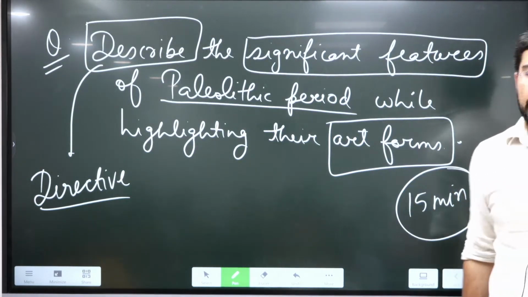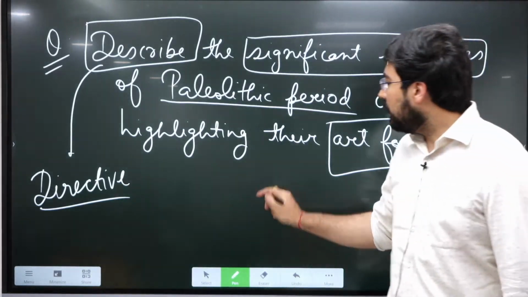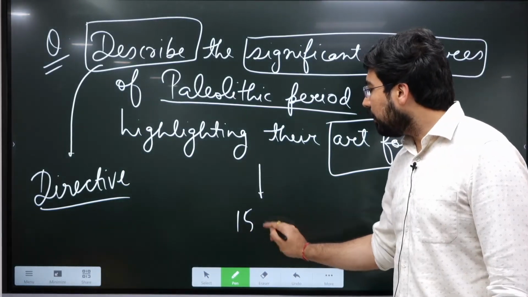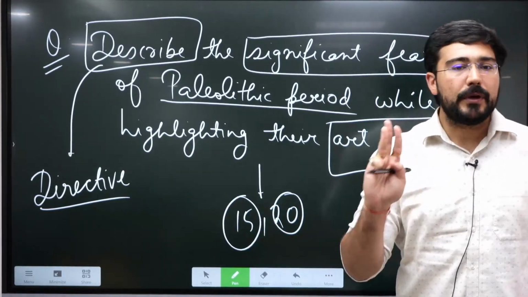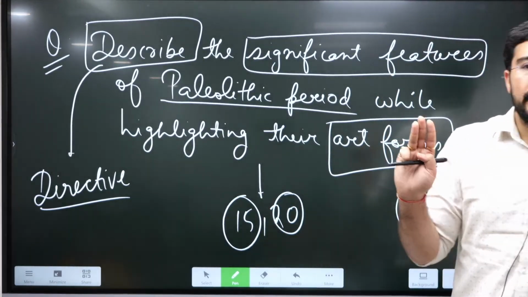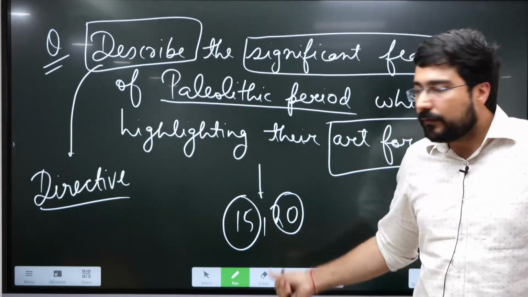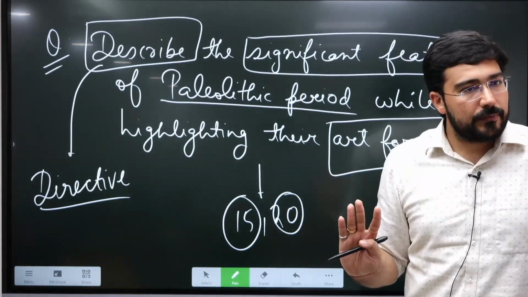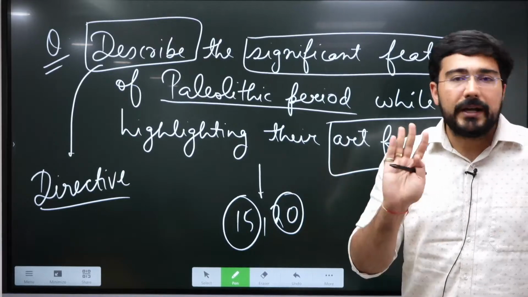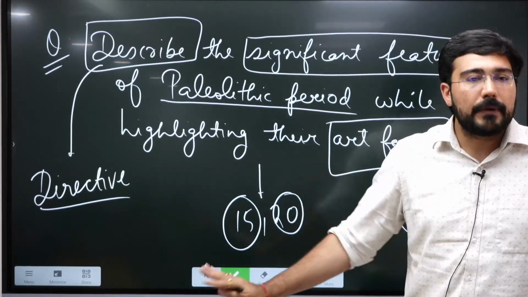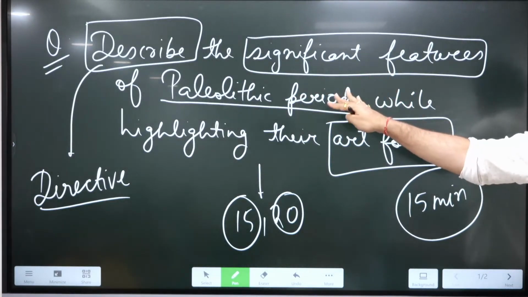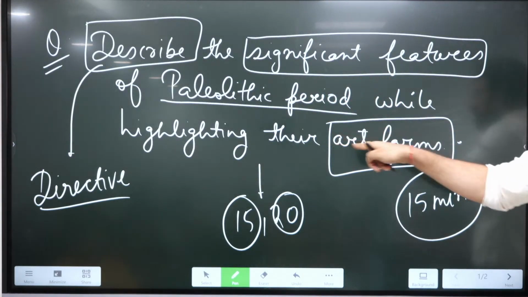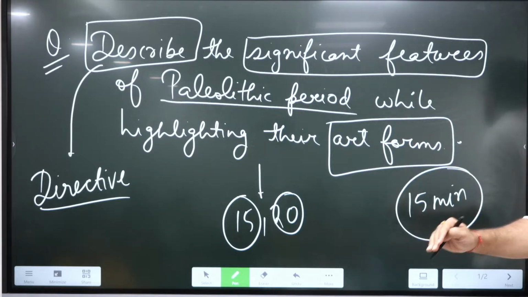In ancient India, the questions, if you will see, will come as either 15 marks or 20 marks. In a 15-marker, you have to write 3 pages. How many pages? 3 pages. For a 20-marker, we have 4 pages. So this much content you have to write at least. Make it a habit. Write an introduction, then all the significant features that you know, then finally the art forms, and last would be the conclusion.